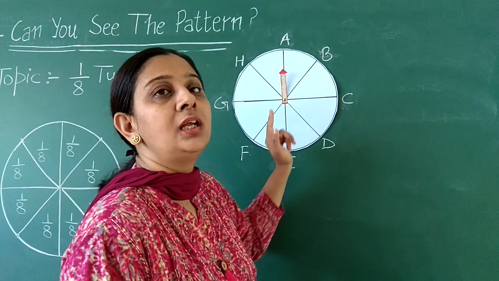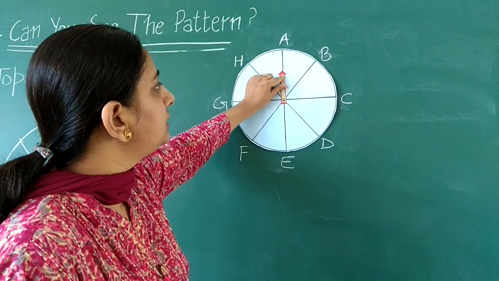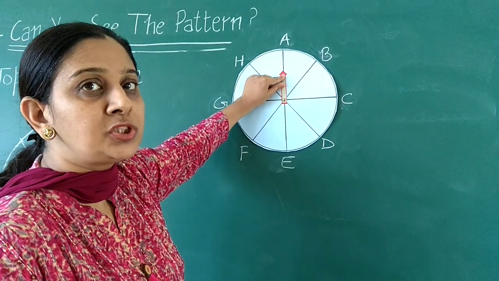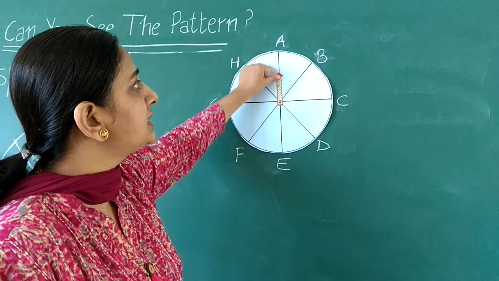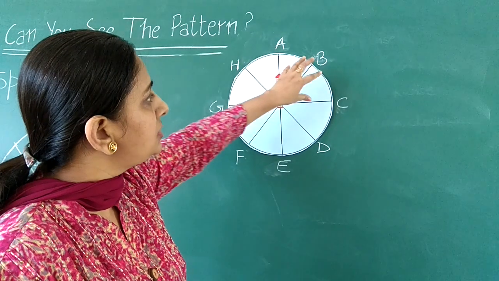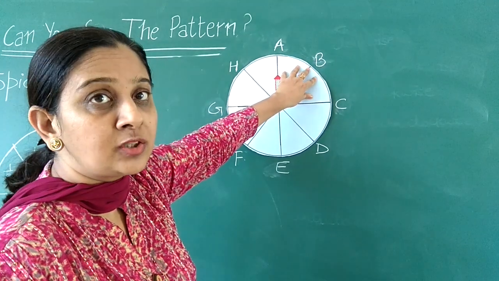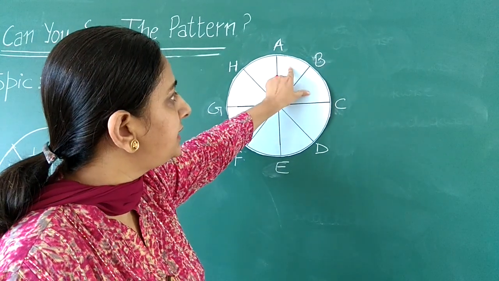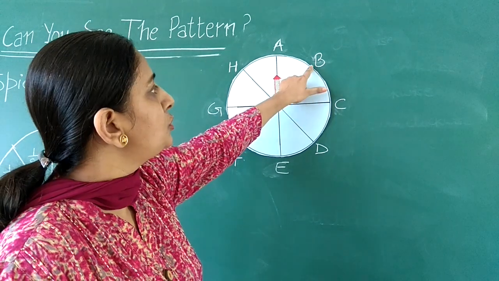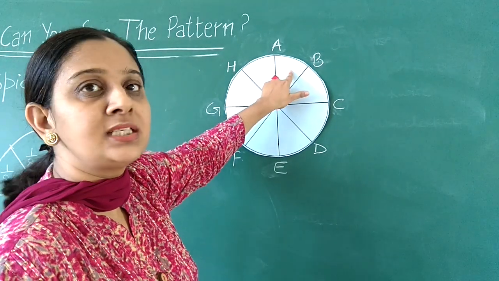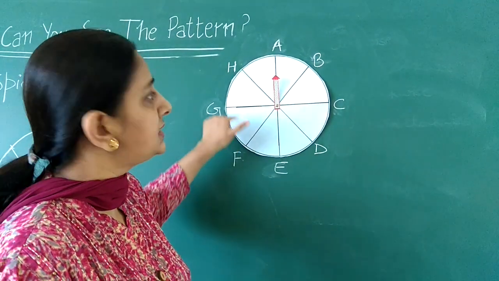So for this, look at the pointer. Now this is the original or the starting position of pointer. It is pointing towards letter A. Now as you know, this is the 1 by 4th part of circle and here I have divided this part into 2 equal parts. So each part is 1 by 8 part of the circle.